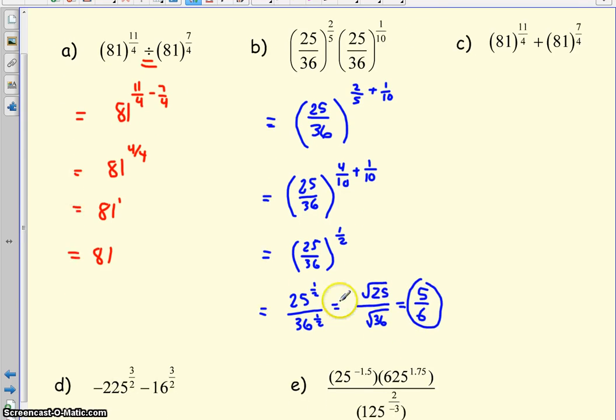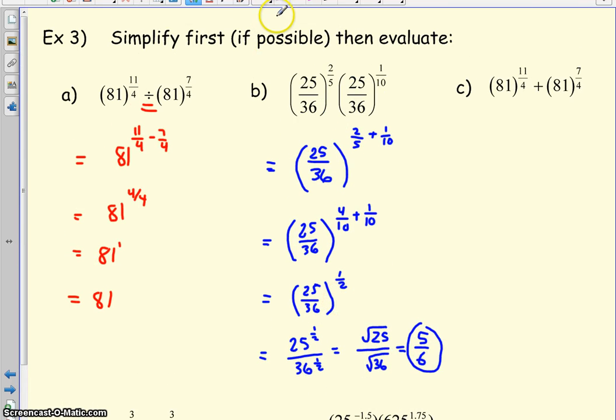Okay, now I'll do C before I let you try the last two on your own. So with C, now here I'm adding two powers to the same base. So if you're thinking to yourself, well, what's the rule for adding two powers to the same base? You'll be thinking for a very long time because there is no rule. Okay, so in this particular case, there's nothing you can do to simplify first at all. That's why it says, if possible. This time you can't simplify it first. So your only course of action here to evaluate this is to work out each of these separately and then, of course, add them together.